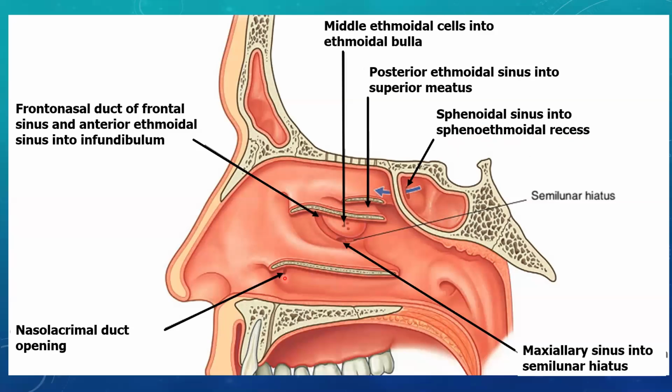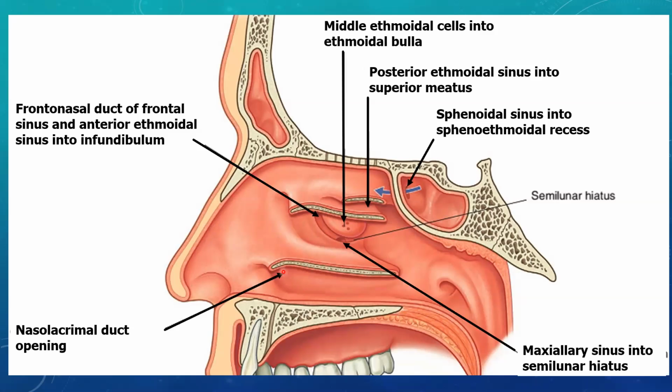So you have to remember these six structures opening into the lateral wall of the nasal cavity. This is very important. This will come in entrance exams, the NMC entrance examination, the PG entrance examination, and in ENT as well. Not only anatomy. So this is a very important topic.